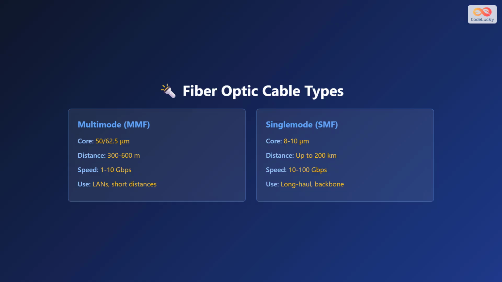Single-mode fiber, or SMF, has a much smaller core of 8 to 10 micrometers and can transmit data over much longer distances of up to 200 kilometers. Single-mode fiber is used for long-haul backbone networks and long-distance telecommunications.